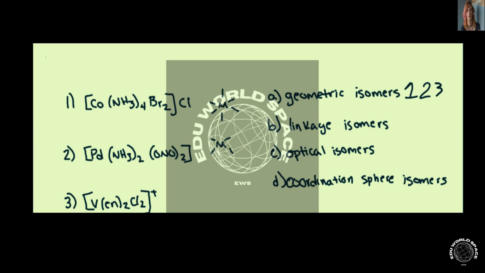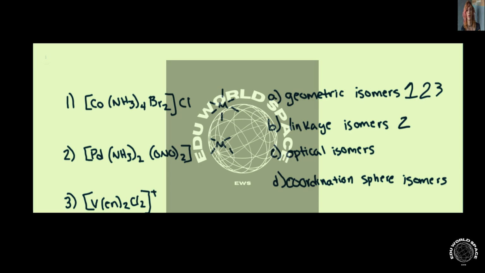A linkage isomer is where a particular ligand can bind to the metal in different ways. And for this type of isomer, you have to have a specific ligand that has multiple lone pair electrons. And for that, we're looking specifically at this ligand here, this ONO, where each of these oxygens could bind in a different way. And so the linkage isomer is ligand 2.